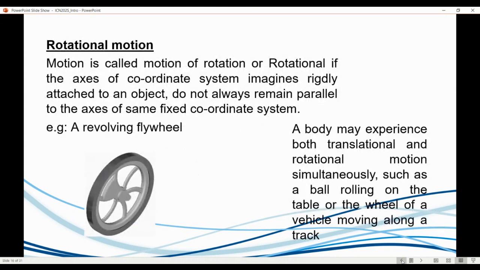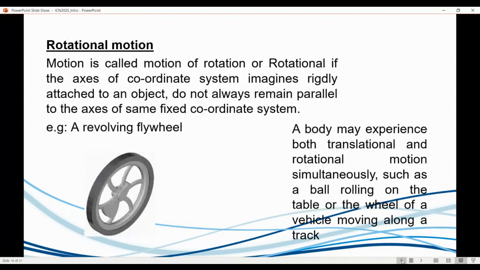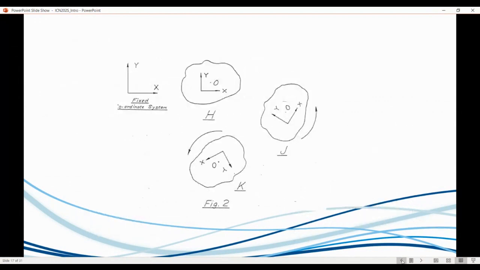What is rotational motion? Motion is called rotational when the axes of the imaginary coordinate system we attach to the object do not remain parallel to the axes of the fixed system. So the translating one remains parallel to the fixed one, but in this case, can you see how that thing is spinning? If you look from the fixed frame, this particular object's x and y axes are moving all over the place. If it does that, that is deemed rotational motion.